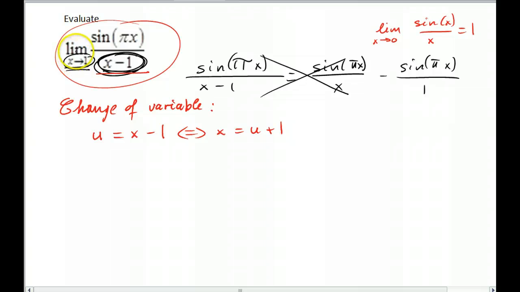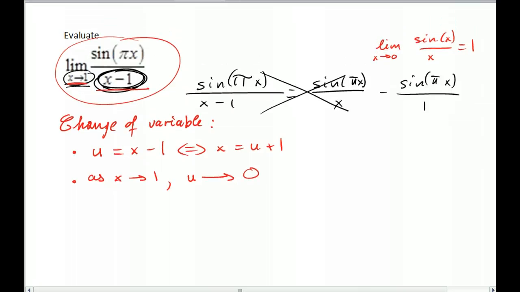But be careful, it's a limit. So it's not enough just to say change the variable in the limit. You also have to change the variable for this thing right here. So as x approaches 1, where does u go? What does u approach? Well, if x goes to 1, then u goes to 1 minus 1, 0. Okay, is that clear?